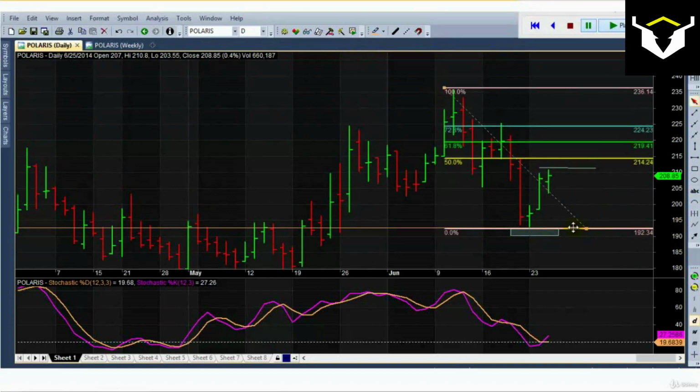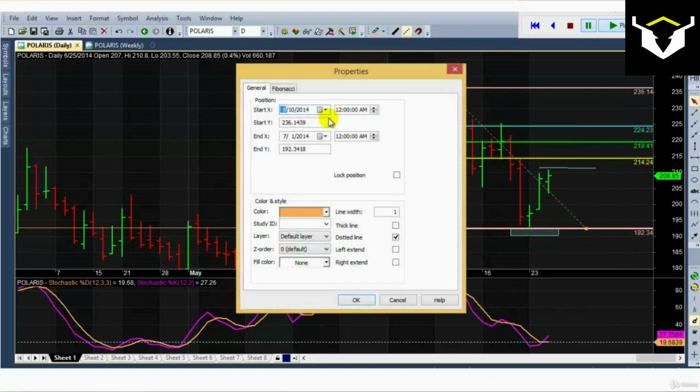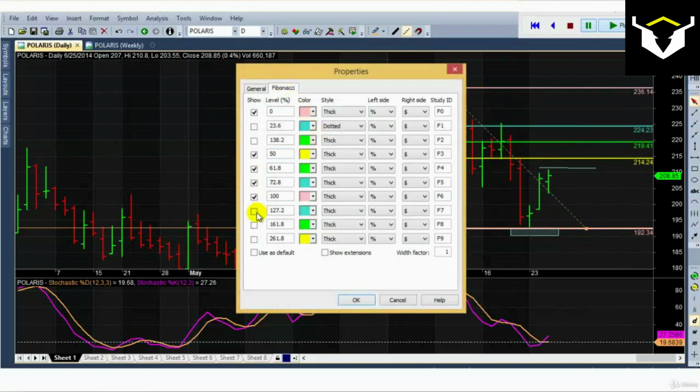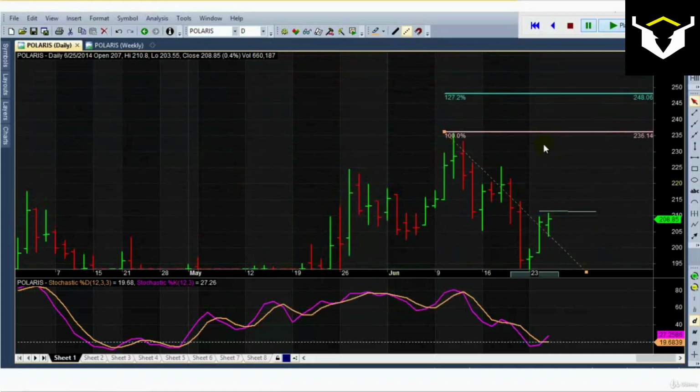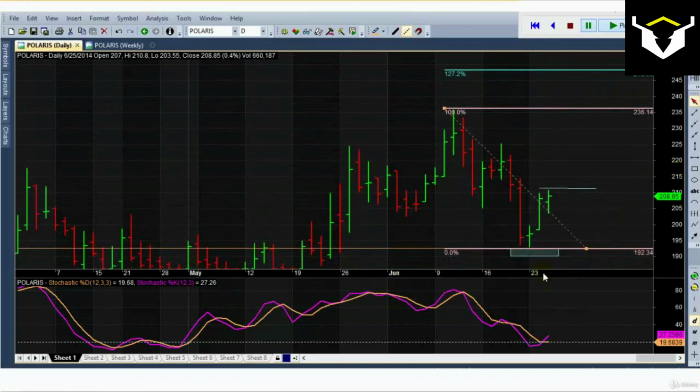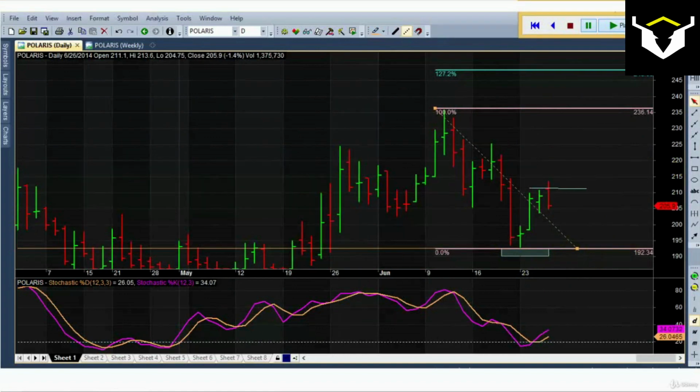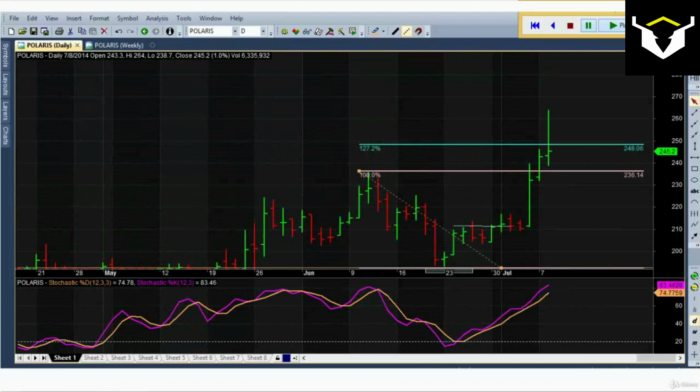Since 127% is the ratio where the maximum number of times prices find resistance, I want this stock to hit at least 127%, that is 248, or I will be stopped out at 192. Let's go and add some bars. There you go, 127% was hit.